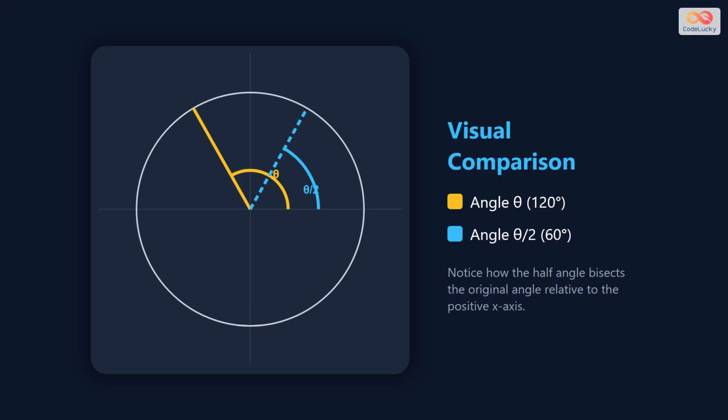Here is a visual representation to help you understand the relationship. If we look at the unit circle, the angle theta, shown in yellow, is twice as large as the angle theta over 2, shown in blue. Geometrically, the half-angle vector bisects the arc created by the original angle relative to the positive x-axis. This visual helps confirm why the quadrant might change when we take half of an angle.